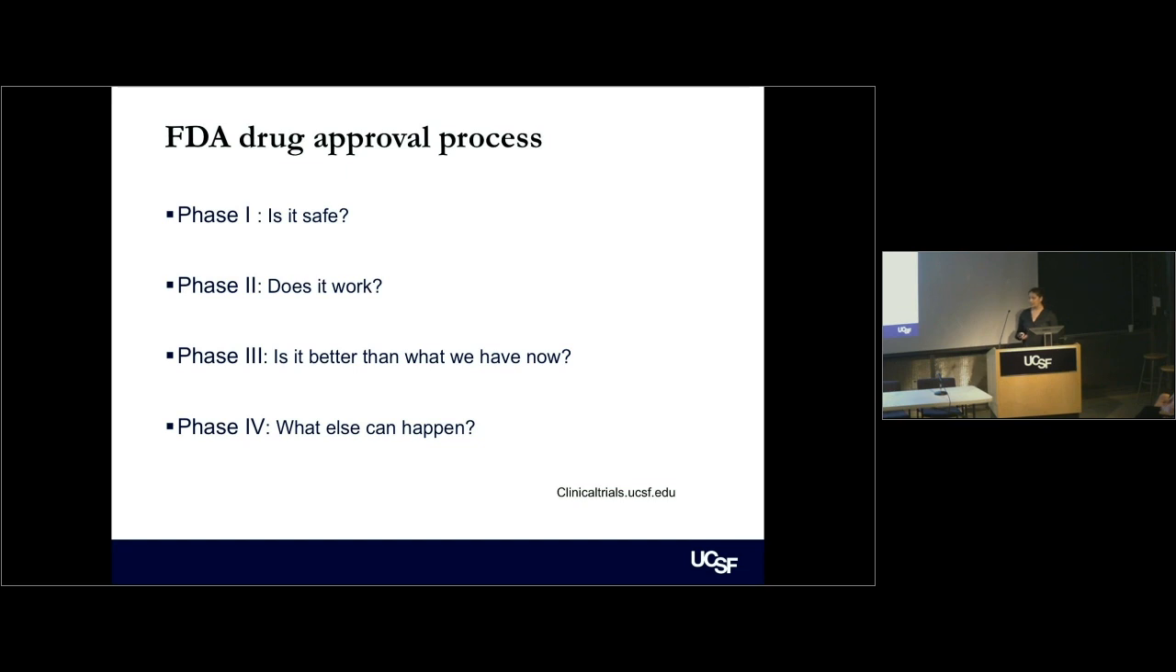Now these phase 3 trials are much larger. They're multi-site trials, so they can be at any hospital in the US, even around the world. And we're looking at comparing this novel therapeutic to what a patient would receive if they were in the clinic getting treatment. And then once we have a positive phase 3 trial, we can submit the drug for FDA approval and move into phase 4, which is what else can happen.